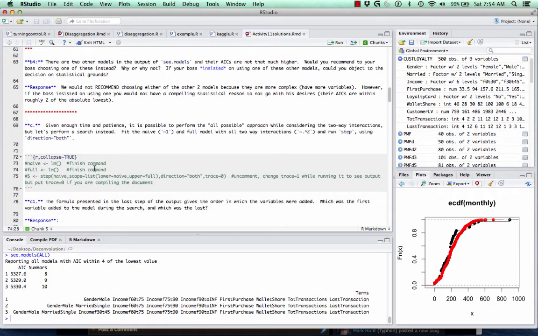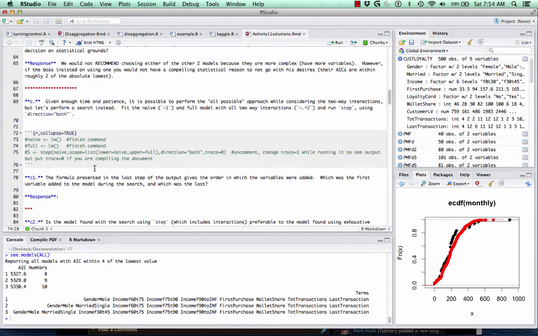Okay, Part C says that given enough time and patience, it is possible to perform the all-possible approach while considering the two-way interactions. It's just a lot of models as long as we put a hard cap on the number of variables that we consider. So an alternative is to perform a search, basically propose a model and then augment it in steps. At each step, either add in a variable that's not already in there or kick out something that's already in there that may not be important.